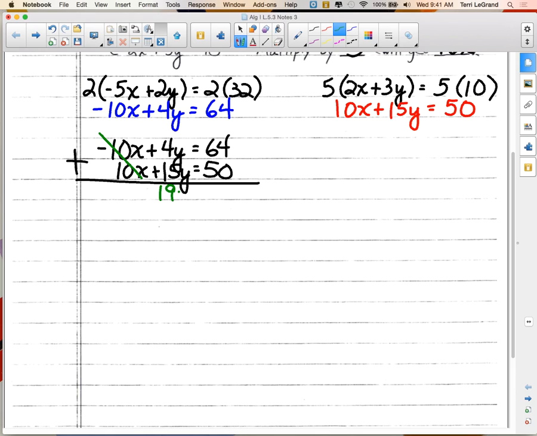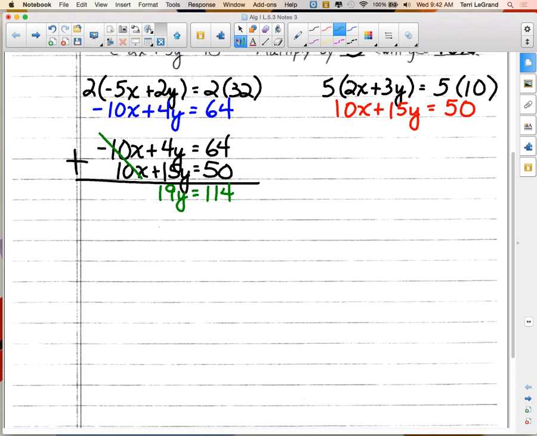So we have 19y equals 114. Well, what multiple of 9 ends in a 4? 9, 18... so 54 ends in 4, a multiple of 9. So a multiple of 9, 54, which is how many times? 6? Okay, let's see. Do you think 6 times 19 is 114?